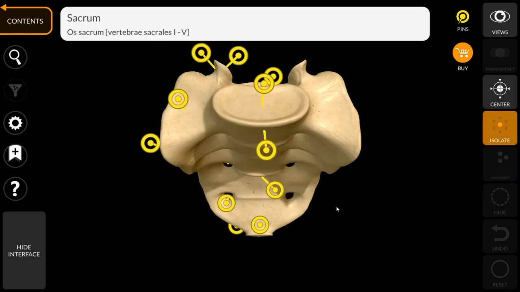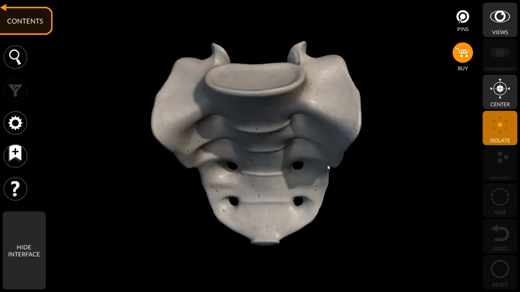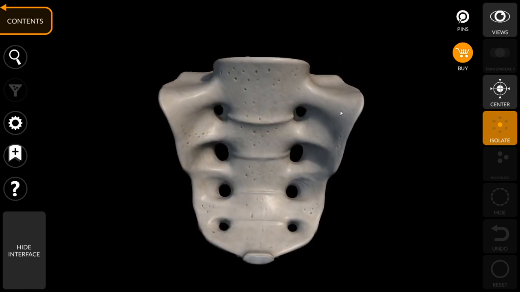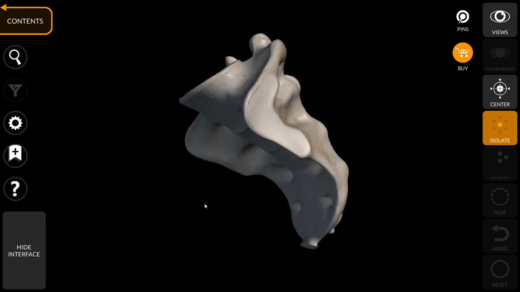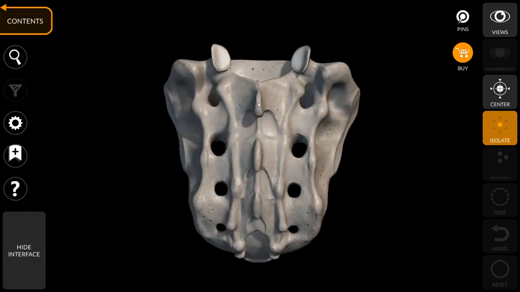And then the last vertebra that we're going to talk about is the sacral vertebrae. Sacral vertebrae are a group of fused vertebrae, and there's two parts to this. So there's the sacral vertebrae. This is an anterior view. You have the anterior sacral foramina, and then when you rotate it posteriorly, you have the posterior sacral foramina. You have the median sacral crest.